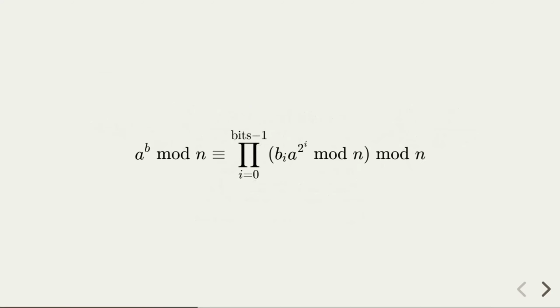So if you want to calculate a to the b mod n, you can go one bit at a time through b, and so you basically calculate a squared, and then a to the fourth, and so on. And so you can avoid having to recalculate a bunch of these.